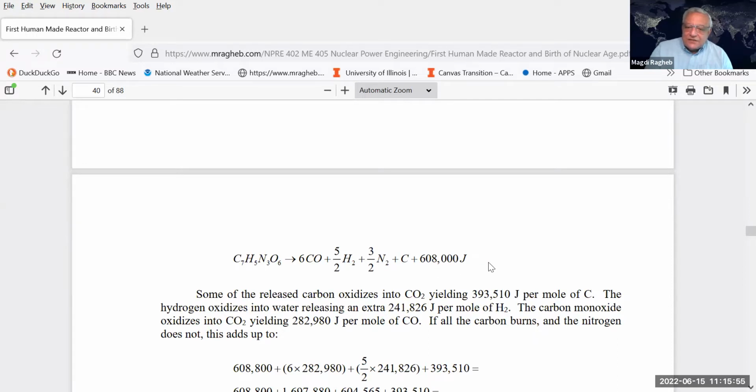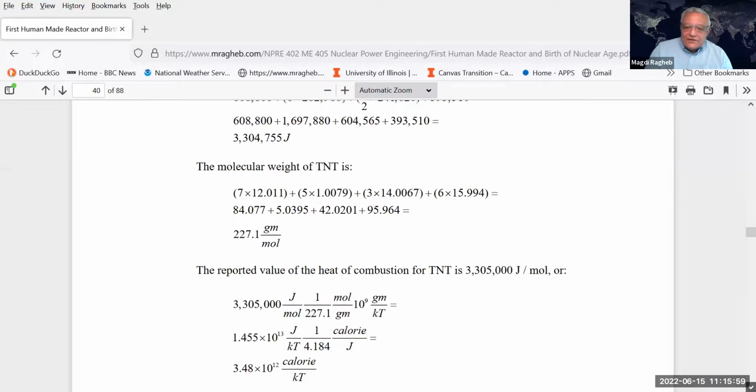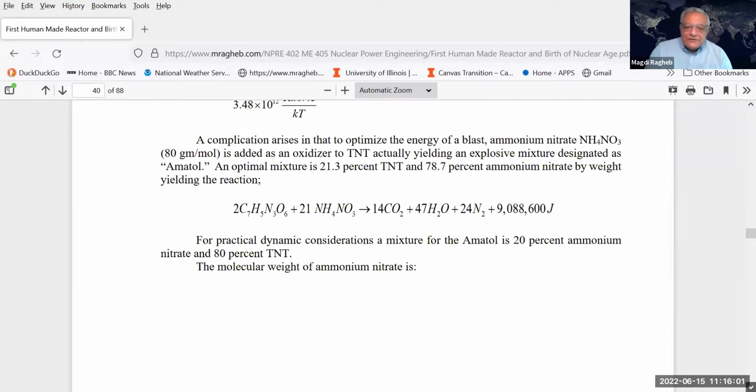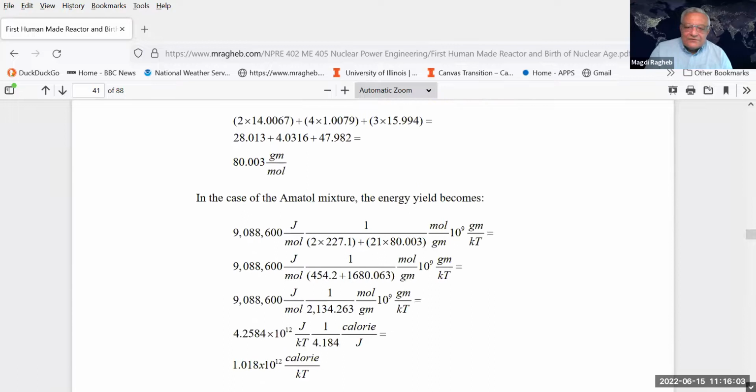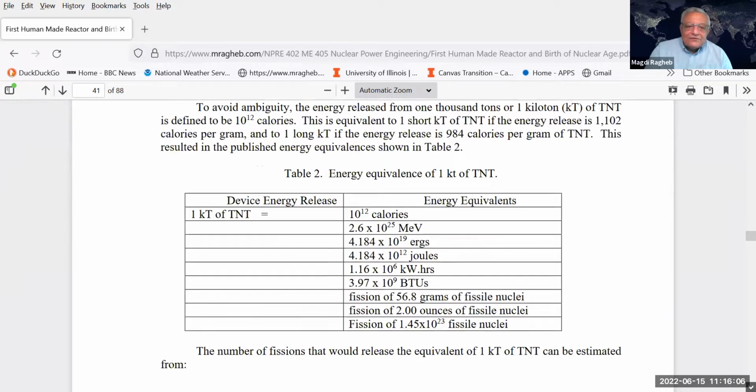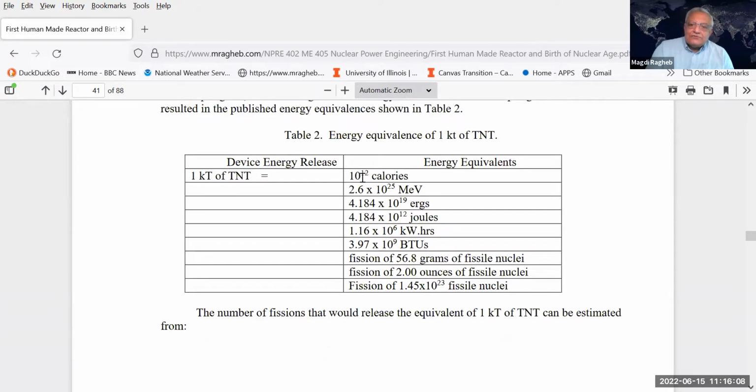You get 608,000 joules of energy. And if you do some calculations here, you'll find that in general, if you go to the end of the calculation, you can produce 1 trillion calories of energy. Another unit of energy, the calorie, is equivalent to 1,000 tons of trinitrotoluene.